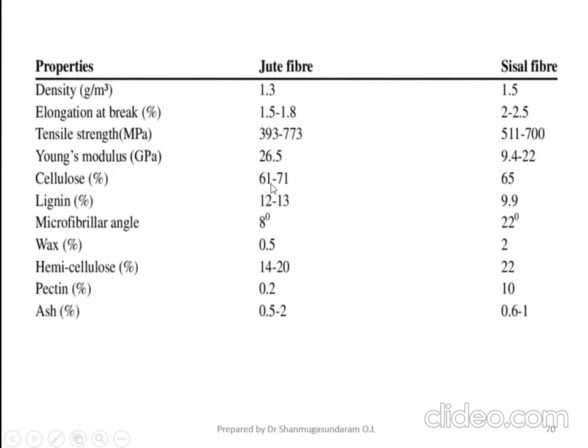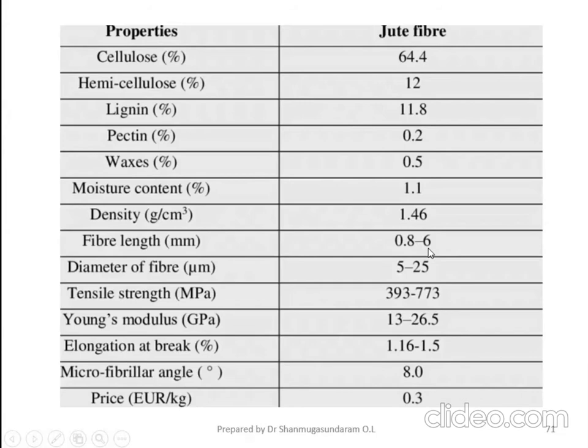Cellulose 61 to 71 percent. Lignin content 12 to 13 percent. Wax content 0.5 percent. Hemicellulose 14 to 20 percent. Pectin 0.2 percent. Ash content 0.5 to 2 percent. So these are all the chemical composition of your jute fiber, and these are all the properties of your jute fiber. Okay, again same thing.